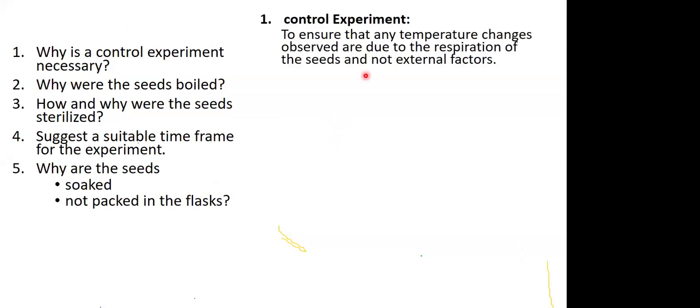answer these questions? The control experiment, why it's necessary, we already talked about that, okay? We said that to ensure that any temperature changes observed are due to the respiration of the seeds and not other factors, okay? But then why did we boil the seeds in one of them and didn't boil them in the other? I can see the chat is busy. Can we read from their contributions?